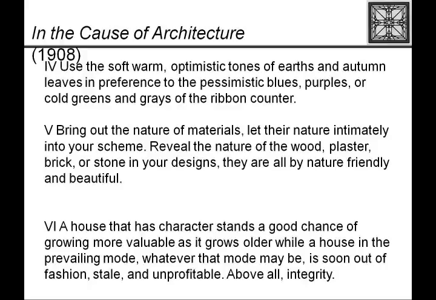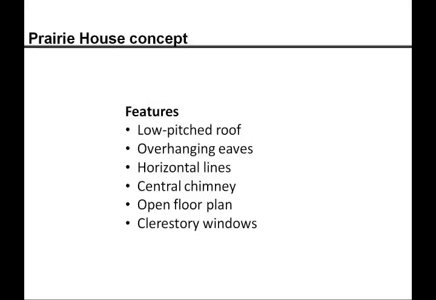He also, as part of In the Cause of Architecture, lays out what the prairie style principles would be. And these are recapped as this. He describes the organic design process of his prairie houses, and even though the term prairie school would not be coined until later in the century, he does have photographs which were published alongside in the Architectural Record version of the manifesto, and he identifies different prairie expressions based on roof composition. And here are some of these: low pitched roof, overhanging eaves, horizontal lines, central chimney, open floor plan, and clerestory windows.